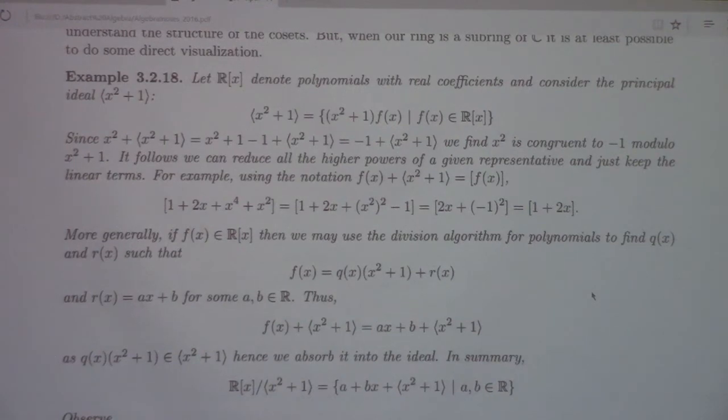Now, we can be greedier. If you take any polynomial, you can divide by x squared plus 1, and you can find a quotient and a remainder. The remainder will have degree less than that of x squared plus 1, so it'll be degree 1, or it'll be 0, in which case the degree is undefined. So you get this equation: you can factor an x squared plus 1 out times something plus this other thing, which is ax plus b. What happens in the quotient ring? In the quotient ring, f of x is really just congruent to r of x, right? So in short, the quotient ring R[x] mod x squared plus 1 has elements of the form a plus bx plus the ideal generated by x squared plus 1, like that.